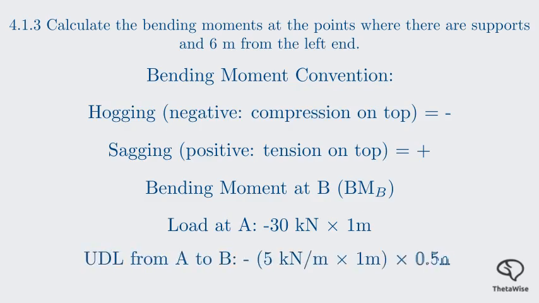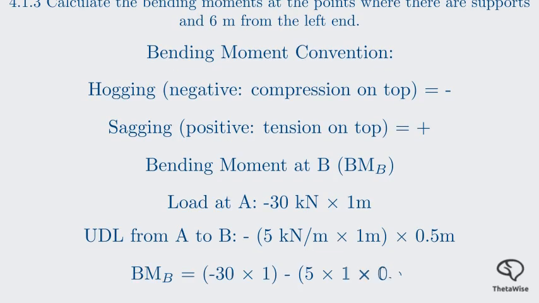Next is the UDL. Between points A and B, which is a length of 1 meter, the UDL's force is 5 kilonewtons per meter times 1 meter, which is 5 kilonewtons. This force acts at the midpoint of that 1 meter section, so 0.5 meters from A or 0.5 meters from B. This also tends to cause hogging, so its moment is negative. That's negative 5 times 1 times 0.5.